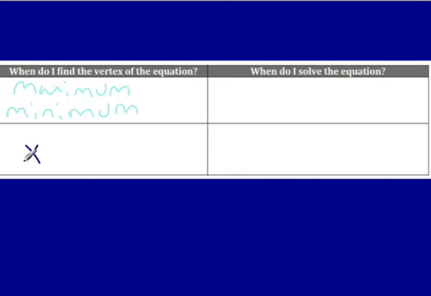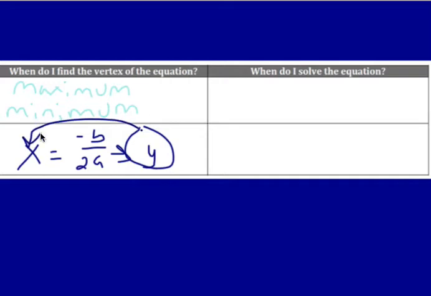So what is the vertex of the equation? Well, that's where we use x is equal to the opposite of b over 2a. Once we get that, we plug it back in to get our y. Typically, our y is going to represent our maximum or minimum of the equation, and x is what we use to get there. So that's when you're going to use the vertex.